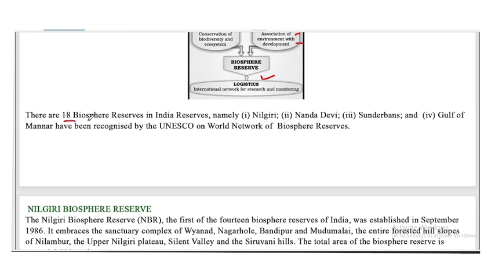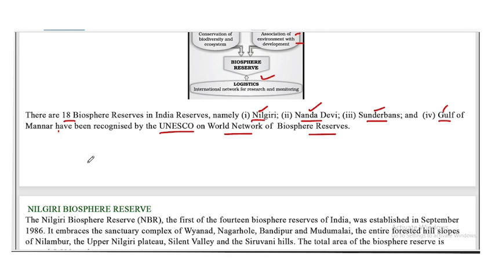There are 18 biosphere reserves in India. Reserves, namely Nilgiri, Nanda Devi, Sundarbans, and Gulf of Mannar, have been recognized by UNESCO's World Network of Biosphere Reserves. Okay, so these are some of the biosphere reserves from India which are recognized by UNESCO.